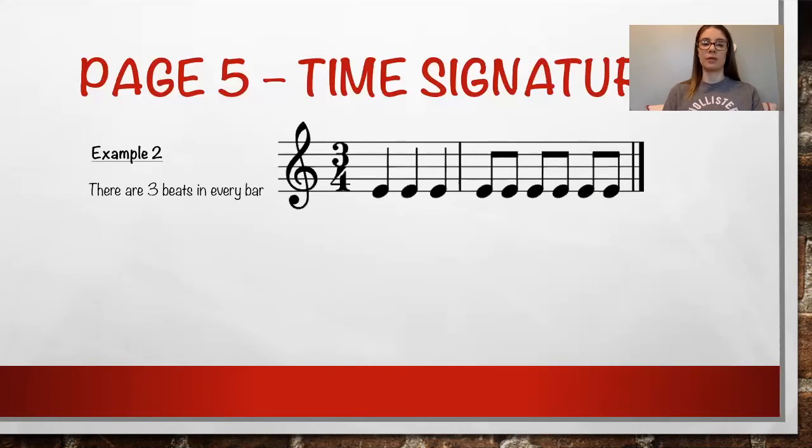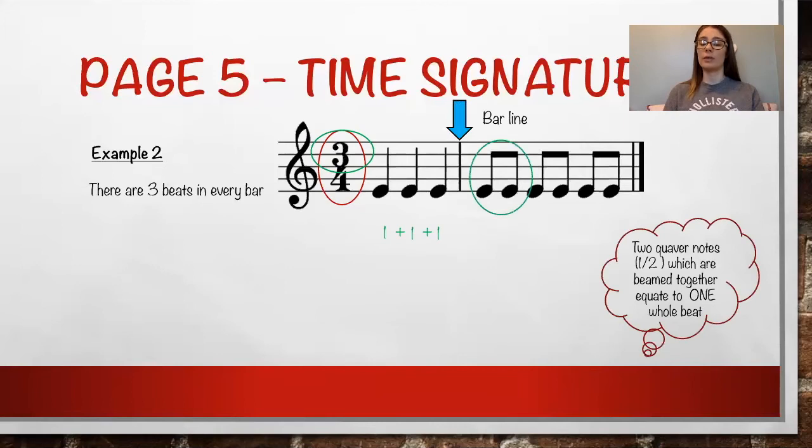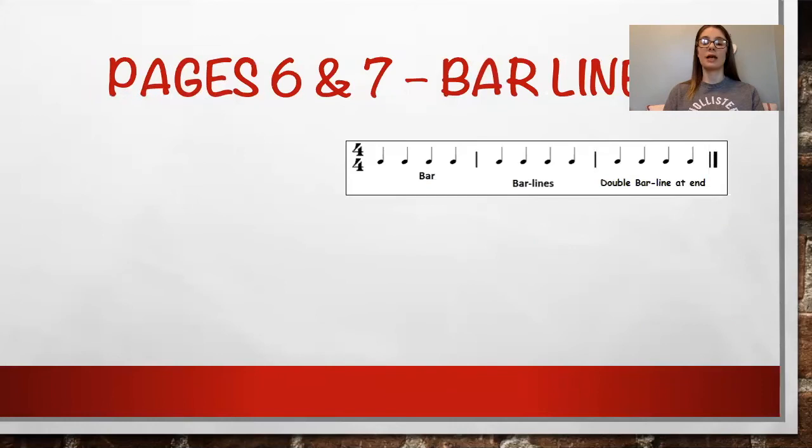Example 2. If we look at the time signature located next to the treble clef, we can see by looking at the top number that there are 3 beats in every bar. We can count this to double check. 1 plus 1 plus 1 gives us a total of 3 beats, and when 2 quavers are beamed together, they become 1 beat. So separated by a bar line, we then have 1 whole beat, 2 whole beats, 3 whole beats. So there are 3 beats in the bar.